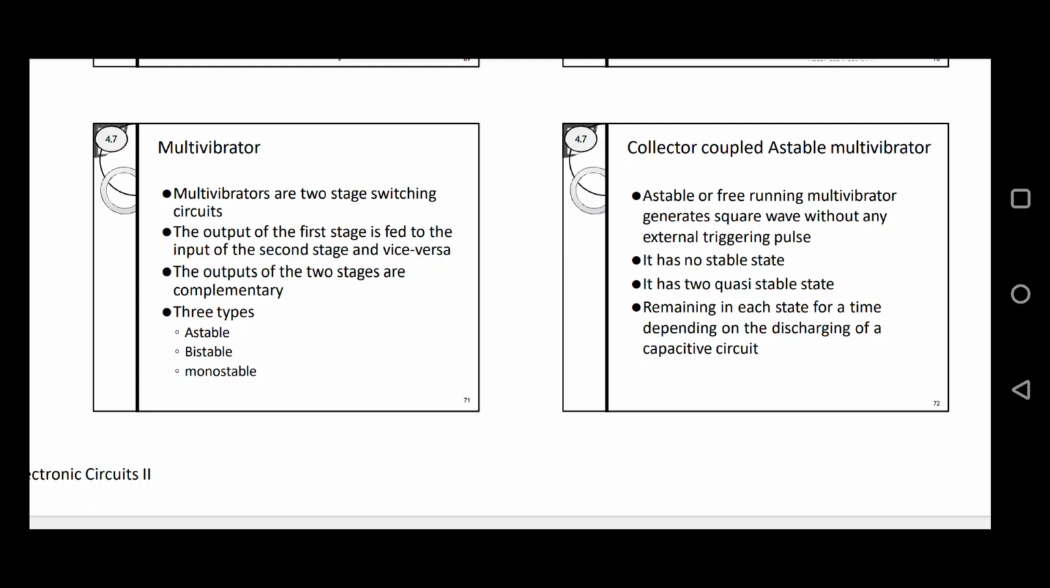This multivibrator has two states, and both are called quasi stable states. There is no stable state in the astable multivibrator. It does not need any external trigger pulse to change the transition, because it transitions from one quasi stable state to the other without any external triggering pulse.